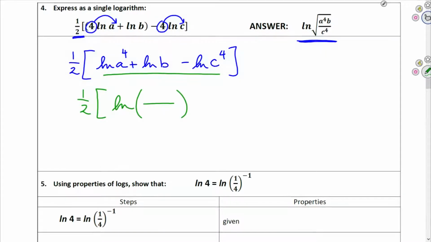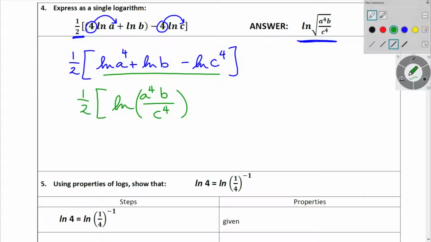Okay, the natural log of a to the fourth is positive, so a to the fourth goes in the numerator. The natural log of b is positive, so b goes in the numerator. And the natural log of c to the fourth is negative, so c to the fourth goes in the denominator. So I'm kind of halfway done.